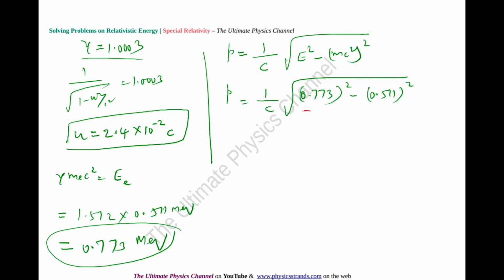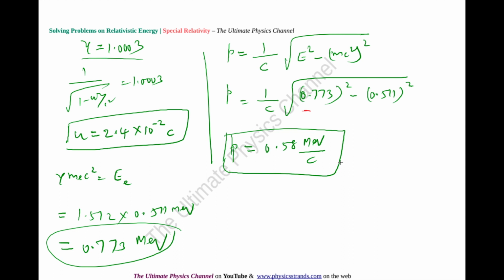So we calculate the momentum based on that. If you simplify this whole thing, you get, in MeV over c units, 0.58 MeV over c. The units have been conveniently taken in MeV inside the square root, so out of the square root it becomes MeV, and c is already available outside. So this is the momentum of the electron.